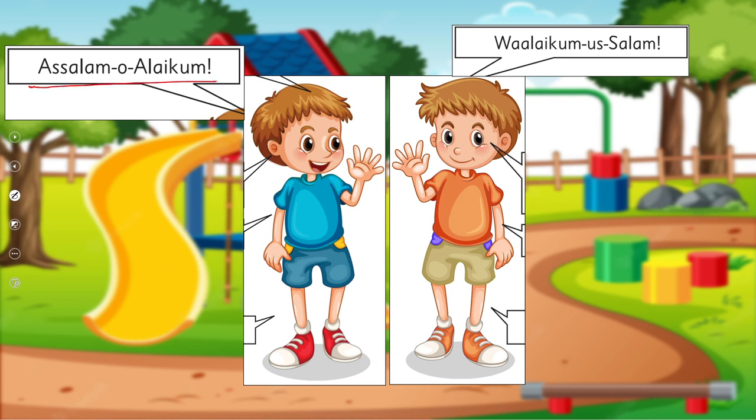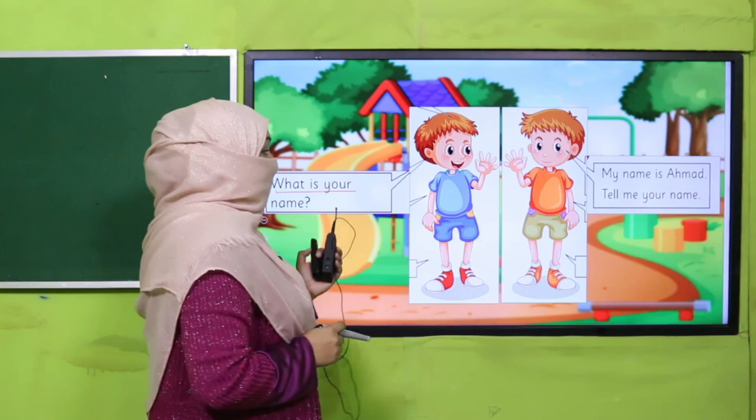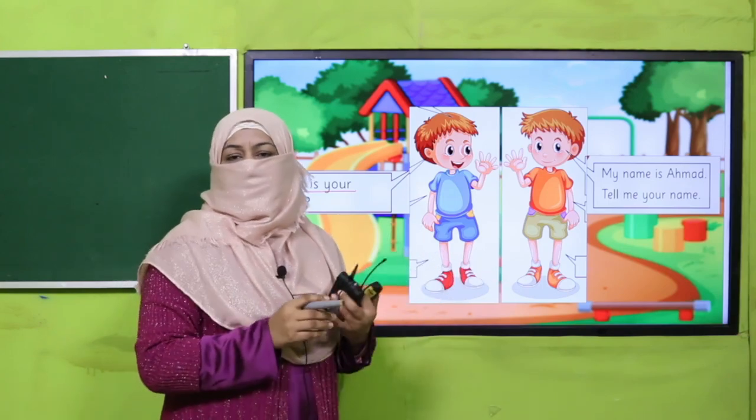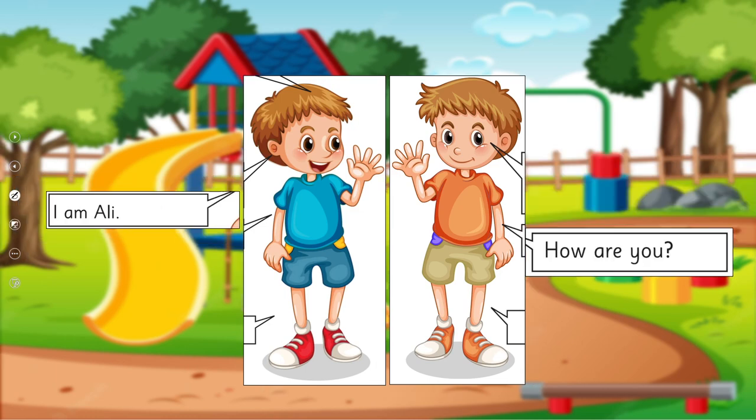Assalamu alaikum. Wa alaikum assalam. You see, it's a greeting of the same level. If you say Wa alaikum assalam wa rahmatullahi wa barakatuh, it's a better greeting. What is your name? When you meet each other, you say Assalamu alaikum. If you are meeting for the first time, you can ask the name of each other. So he's saying, my name is Ahmad. Tell me your name. I'm Ali.